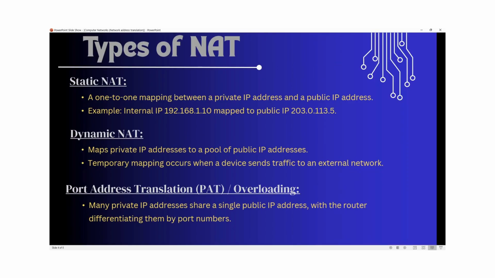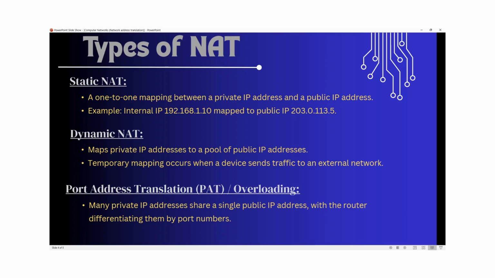There are three types of network address translation: static NAT, dynamic NAT, and the last one is port address translation. Now I will discuss static NAT. A one-to-one mapping between a private IP address and a public IP address. For example, internal IP 192.168.1.10 is mapped to public IP 203.0.113.5.